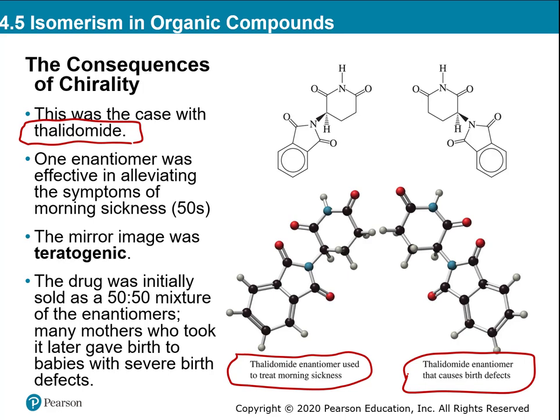Unfortunately, while in most enantiomer pairs, one is biologically active and the other has no effect, the mirror image, the other enantiomer, is teratogenic. And teratogenic means has the ability to cause birth defects.